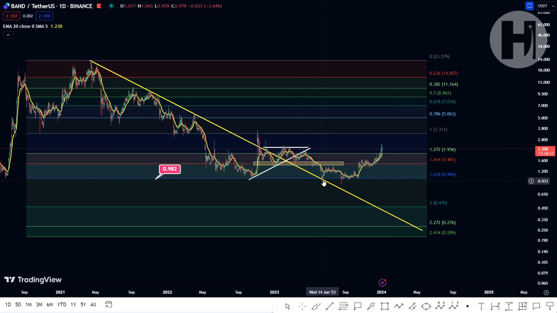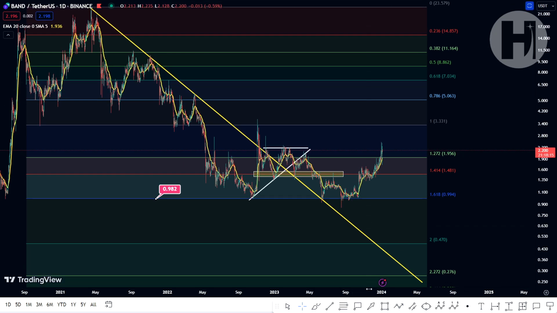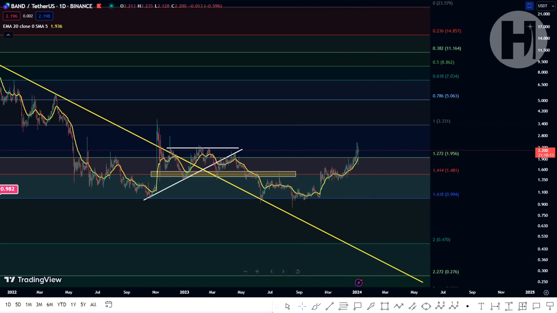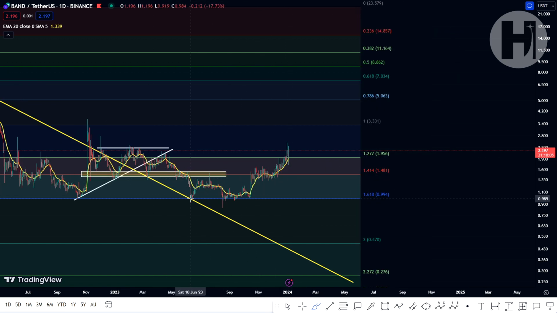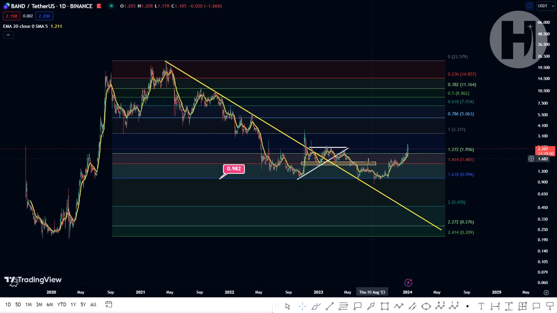But this was a good indicator for you to look at in terms of deciding whether you want to buy or not. So you had a 1.618 retest and the retest of the yellow trend line at the same time here in June 2023. And yeah, this was a really good entry.